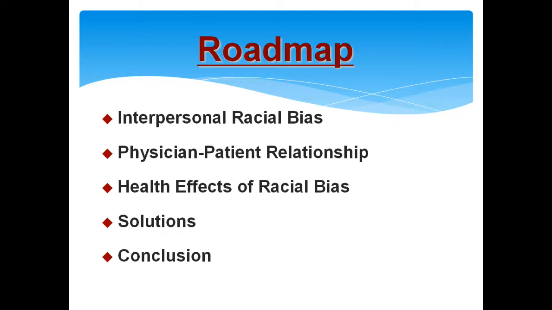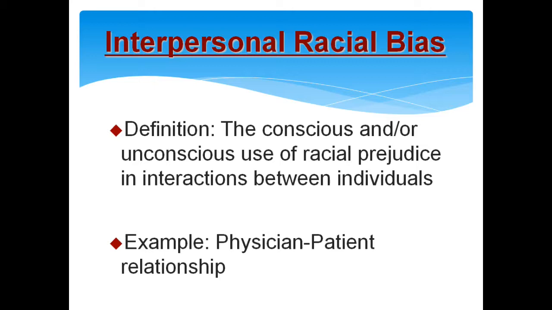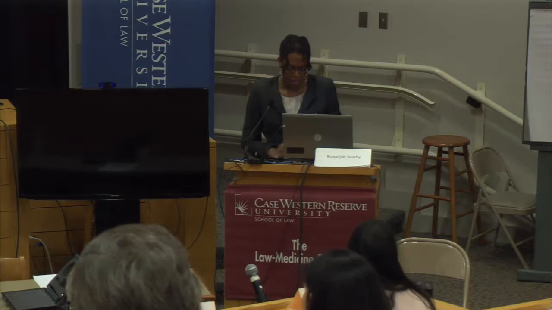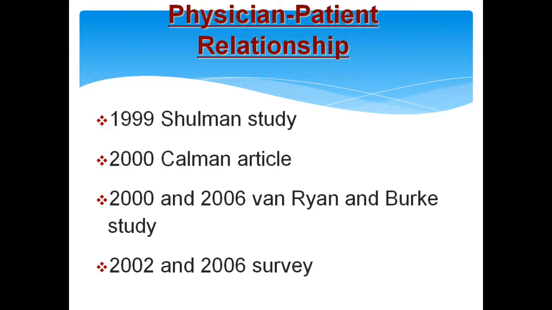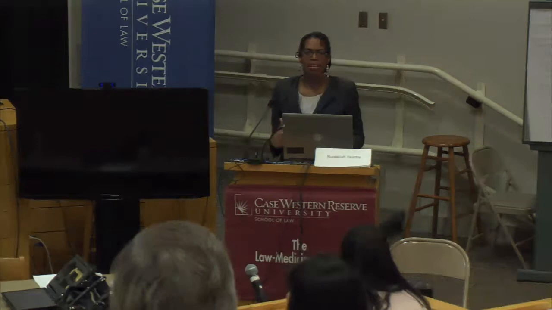As I said, interpersonal racial bias is the conscious and or unconscious use of racial prejudice between individuals. When I say that and discuss some of the data, I want it to be clear that we all hold bias. There's a Harvard medical website where you can check your own biases. When we talk about this unconscious and conscious racial bias, I have specifically noted that it does not matter about the race of the physician, because you see that bias held by African Americans when they're treating African Americans. So it's not just that we as a society hold a pro-white bias.